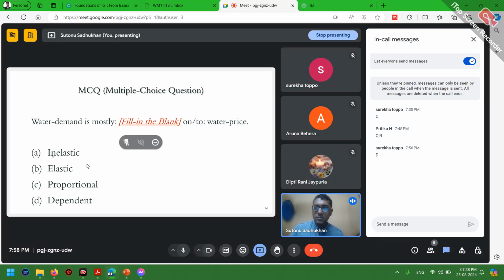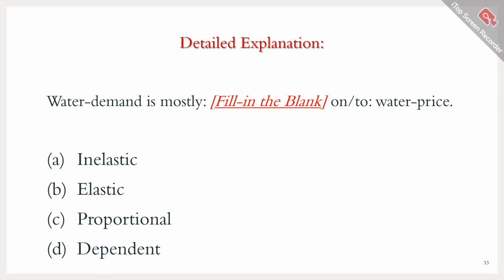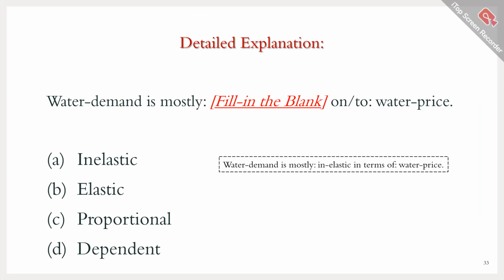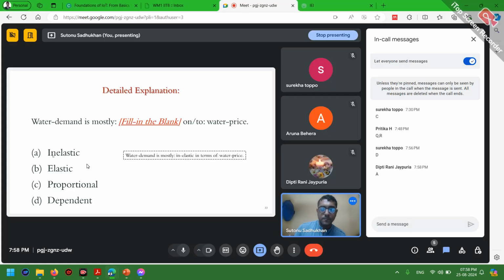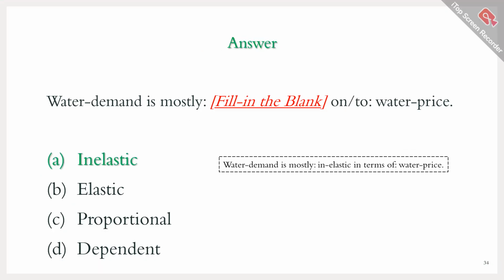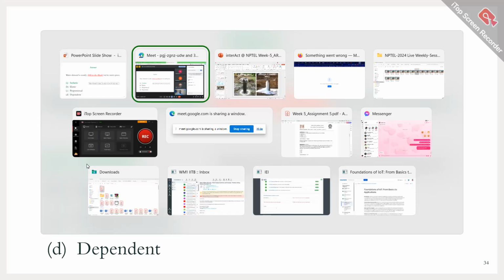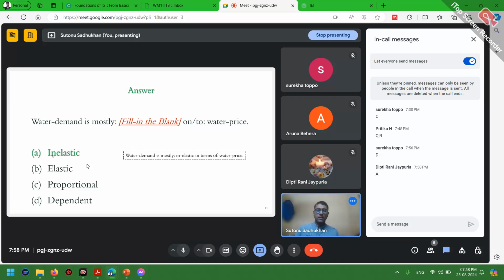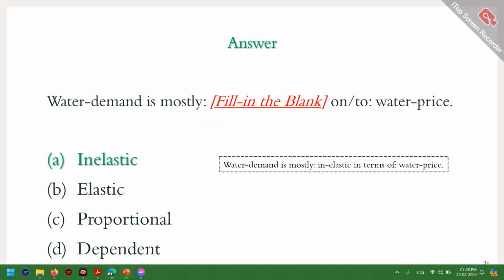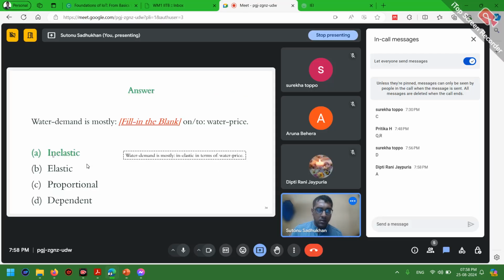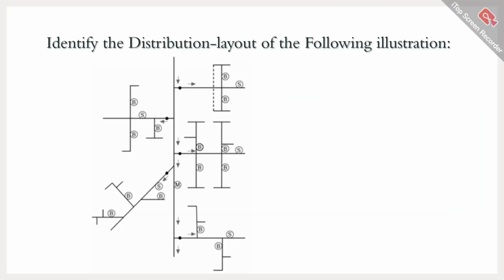Okay. So now this question, let's see the detailed explanation. Water demand is mostly inelastic in terms of water price. So option A is the correct one. Dipti has answered it correctly. So water demand is mostly inelastic. Okay. Now we'll move on to our next.